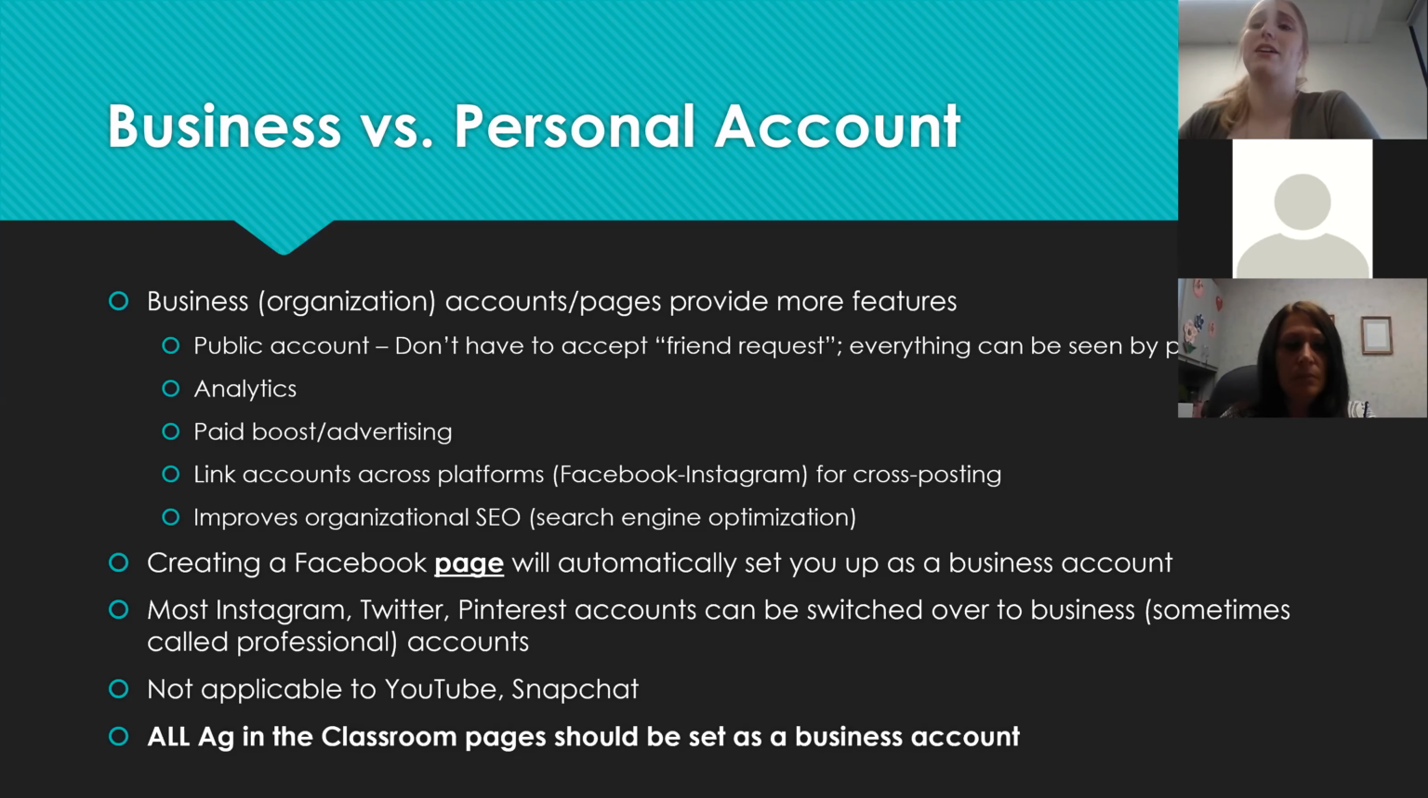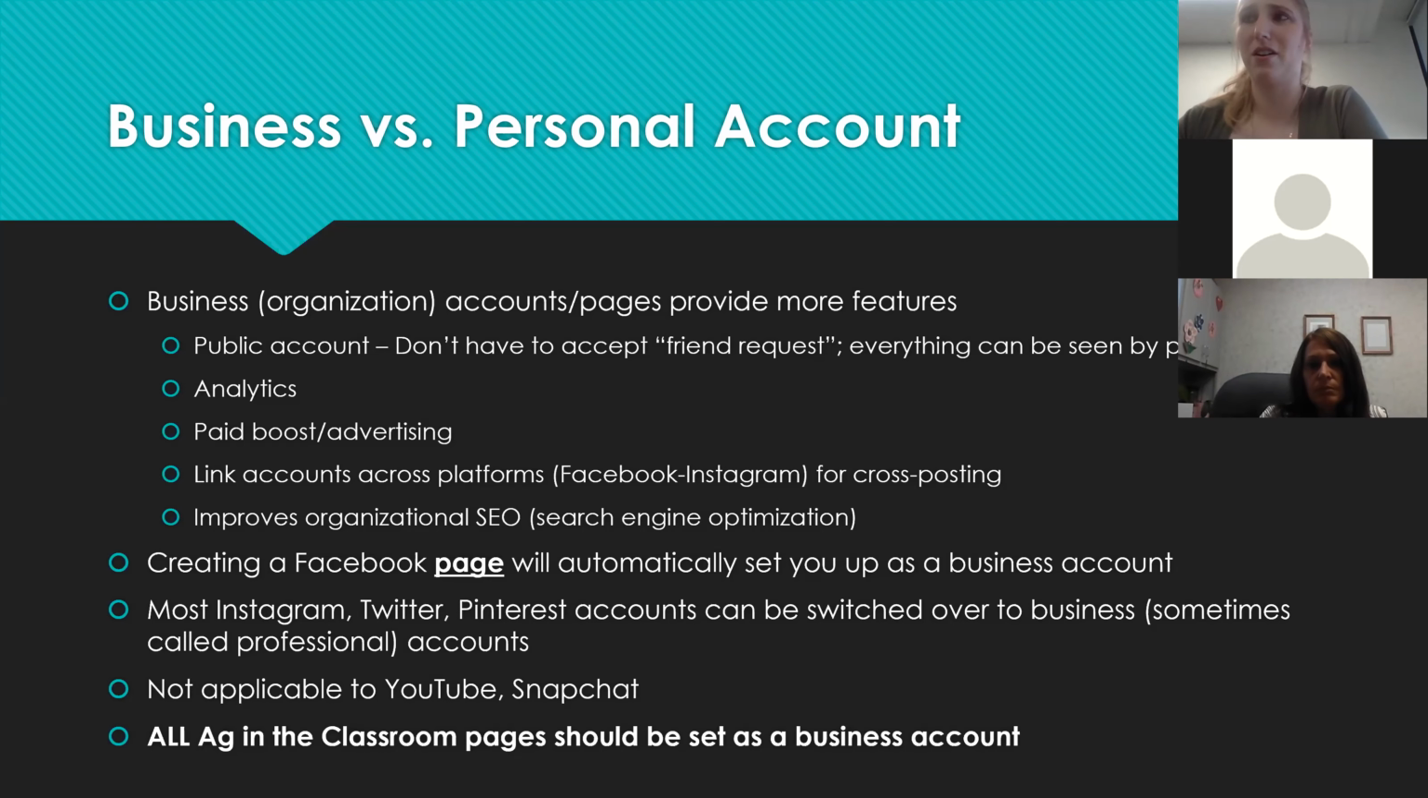Your Ag in the Classroom page should be set as a business account. It should be a Facebook page. It should be a business account on Twitter, or professional account, whatever they call it. It should be a business account on Pinterest. Now, except for Facebook, you can convert almost any account to a business or professional account. It's really easy. And really what that gives you is access to your analytics. It gives you a little bit more functionality in terms of being able to advertise and do paid boosts. You can link your accounts across platforms.